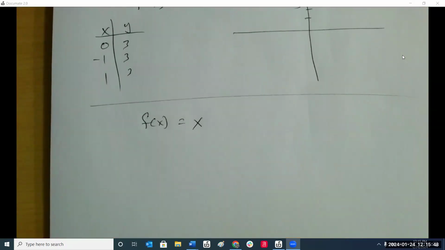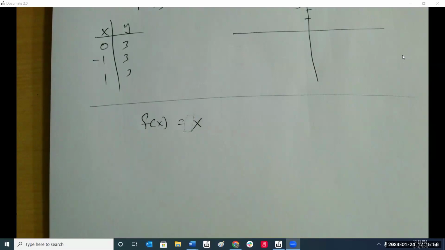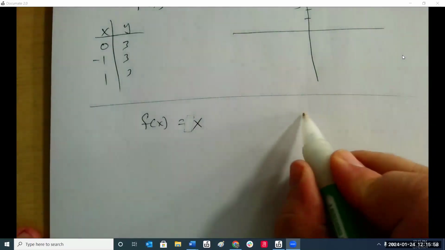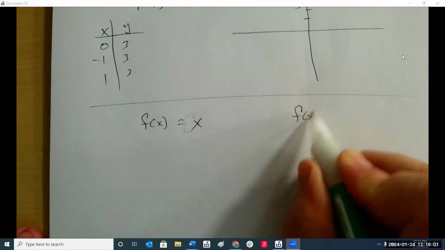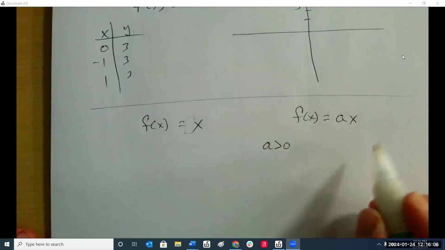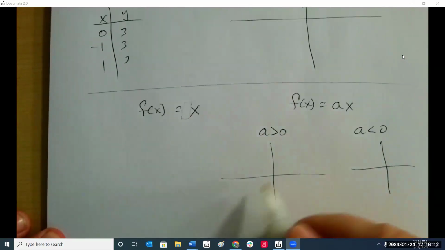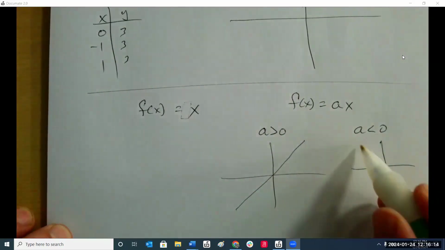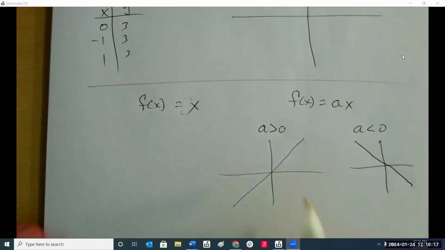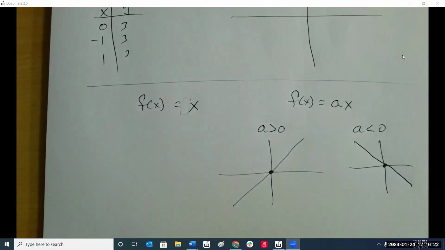Linear function. Where's that going? It's a positive slope because the coefficient's positive. Because yeah, you're right. It would look like this. If A is positive or A is negative. If A is positive, it looks like this. If A is negative, it looks like this. But it has to go through the origin because it doesn't have any vertical shifting or horizontal shifting.